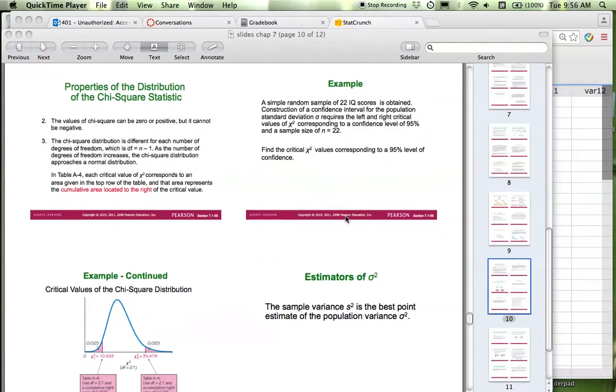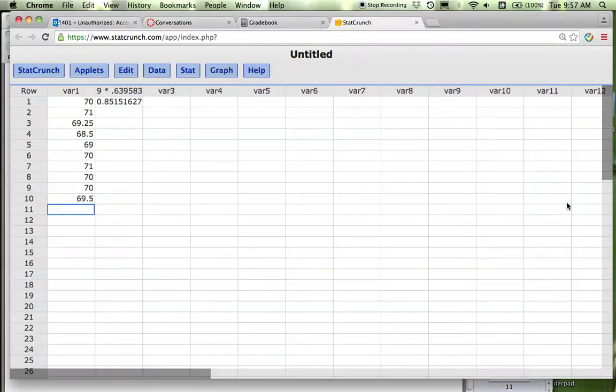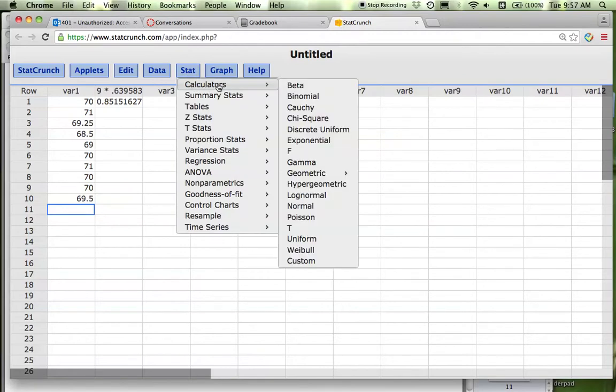What you need, if you look at the picture here, is to find the chi-square value corresponding to a left area equal to 0.025, and another chi-square value corresponding to the right area equal to 0.025. So what you do is go to Stat, Calculators, and chi-square.